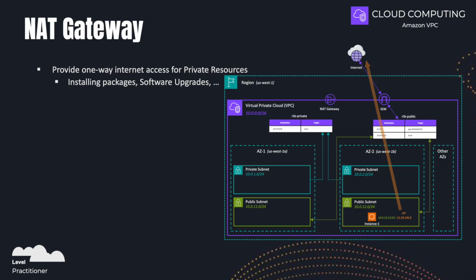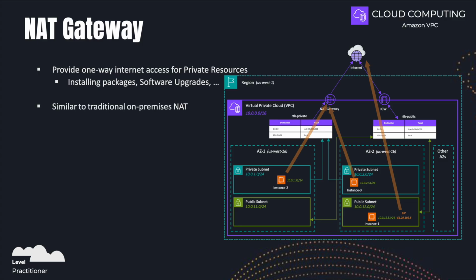NAT Gateway allows instances in your private subnets to initiate outbound traffic to the Internet, but prevents the Internet from directly initiating connections with those instances, just like a traditional NAT solution in your on-premises network. One good thing is that you can also attach elastic IPs to NAT gateways. This gives your outbound traffic a consistent public IP address, which is extremely useful.